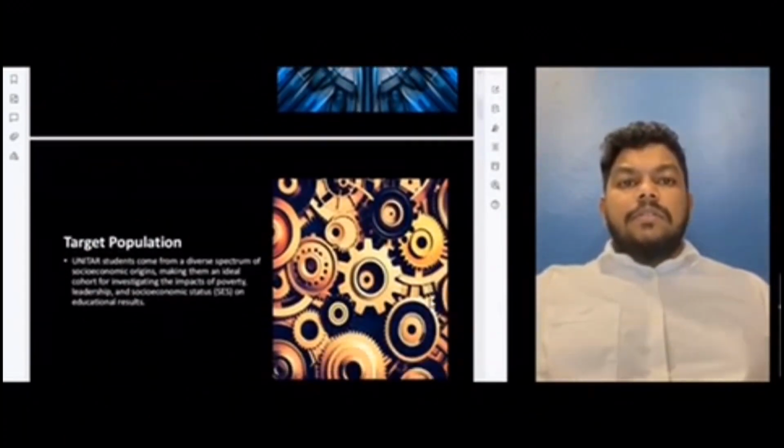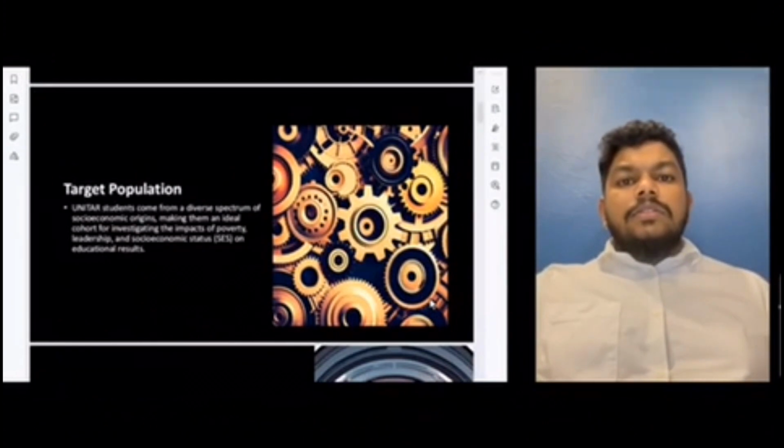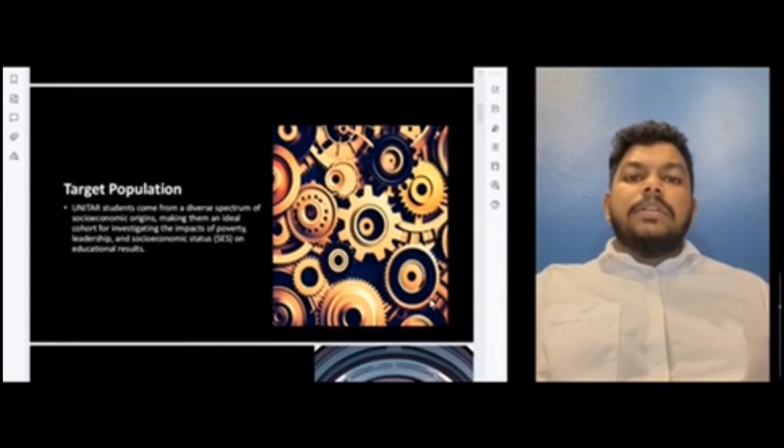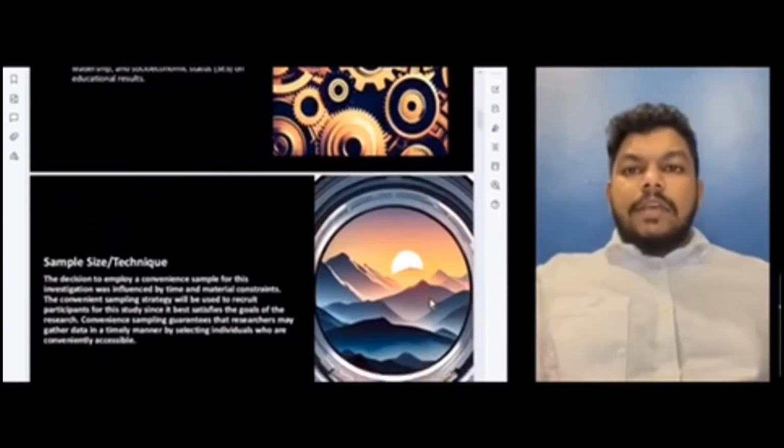Target population. UNITAR students come from a wide range of socioeconomic backgrounds. The study's target population is UNITAR's student body. The data they provide should help researchers better understand the elements affecting education quality within the setting of the university. Sample size and technique.